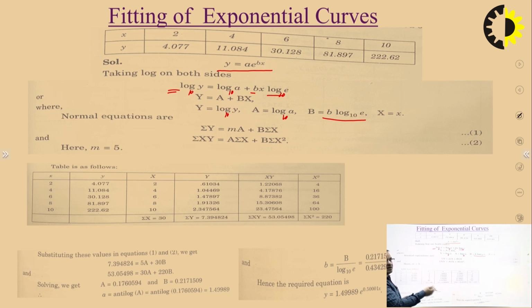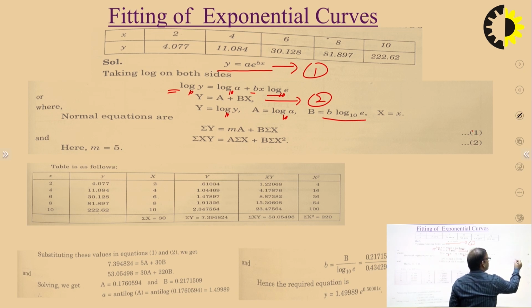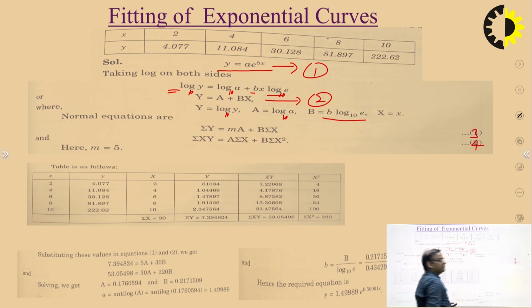Before creating the table we will write the normal equations. Let this be equation number 1, this equation number 2, and let us write equation number 3 and 4 to create the continuity. Our target is to determine equation number 1 with the help of equation number 2, and equation number 2 can be determined by the solution of equation number 3 and 4. To solve equation number 3 and 4 we will require these summations.